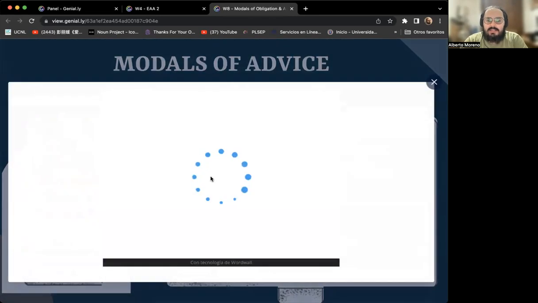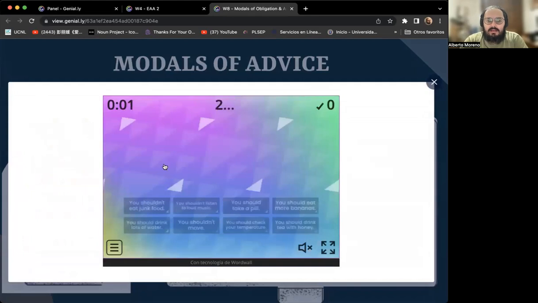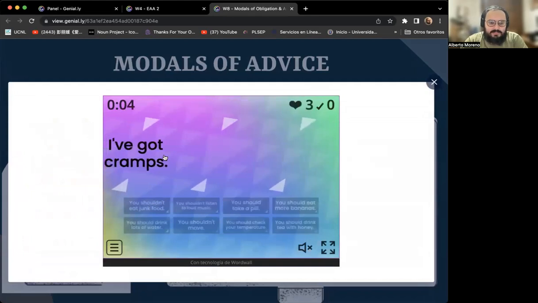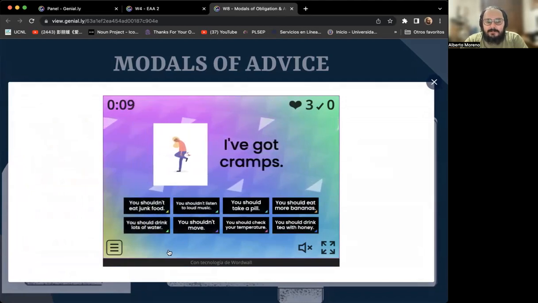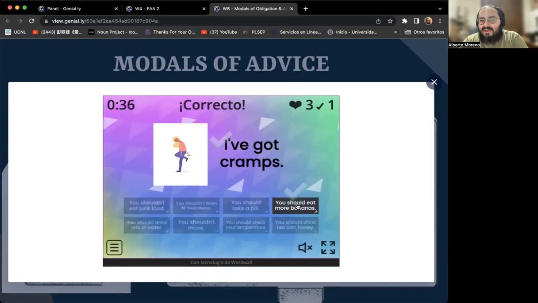And activity number 2, we have to choose the right answer. I've got cramps, which is the right answer? You shouldn't eat junk food. You shouldn't listen to loud music. You should take a pill. You should eat more bananas. You should drink lots of water. You shouldn't move. You should check your temperature, or you should drink tea with honey. Cramps son calambres. Cuando nos da un calambre, lo que recomiendan es comer plátano o banana por el potasio. So you should eat more bananas.